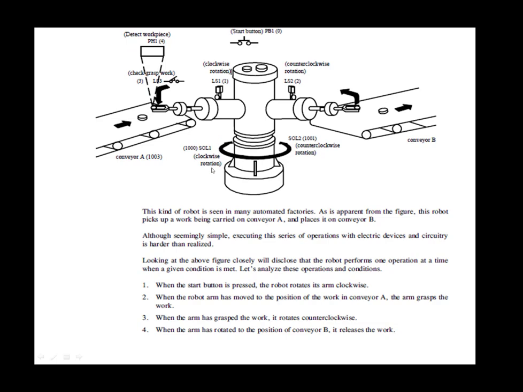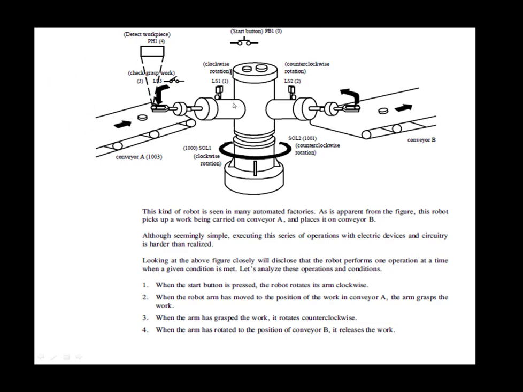If you have grabbed the work, there is a switch here, also a limit switch, that will detect whether the robotic arm has grabbed the work or not. Like that, we have another sensor here that detects the workpiece. If something is there to pick up, at that time the robotic arm should pick it up, right? So there's a detect workpiece sensor over there also.